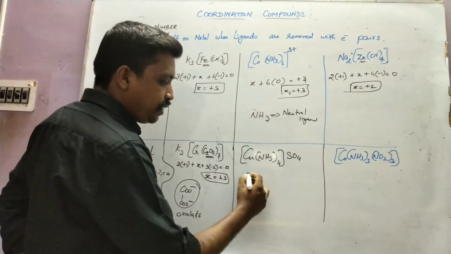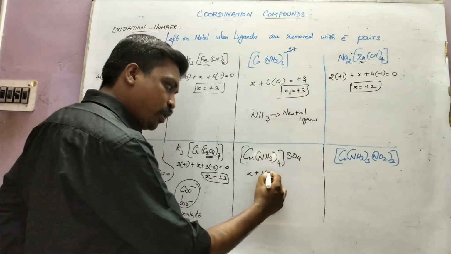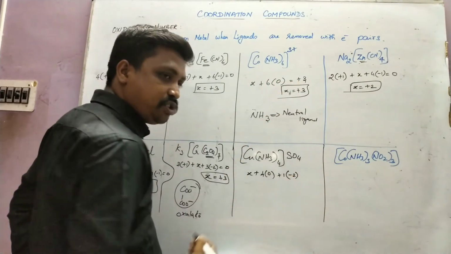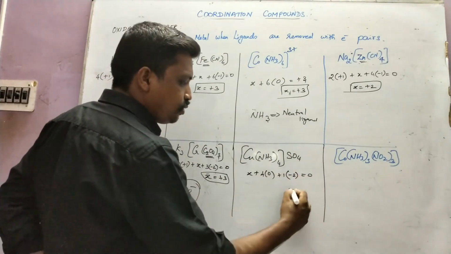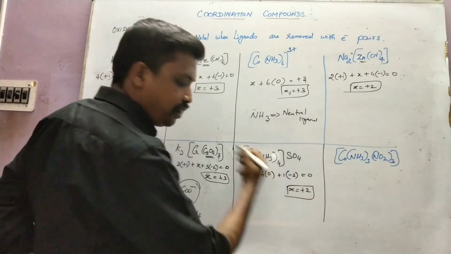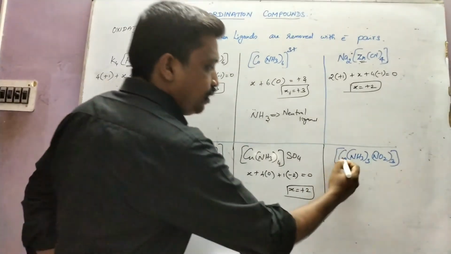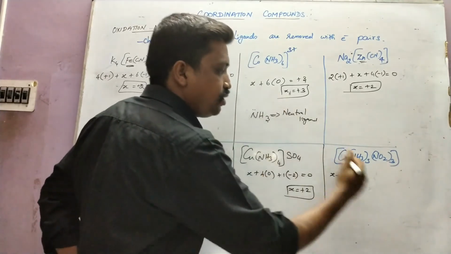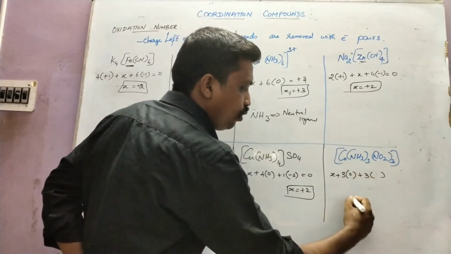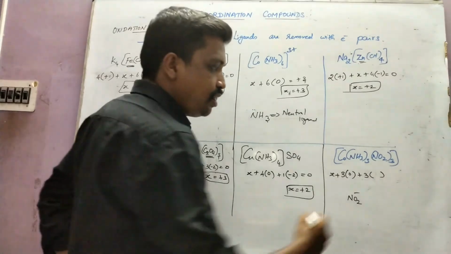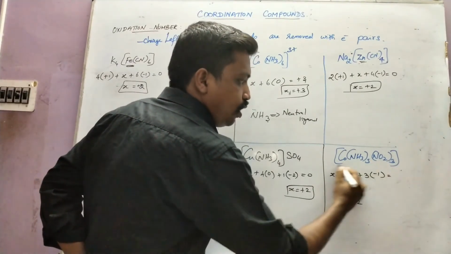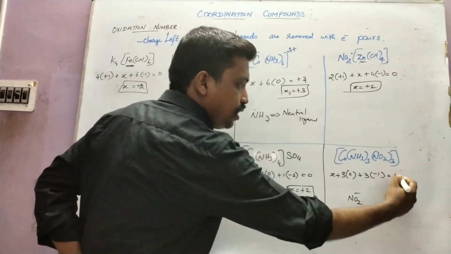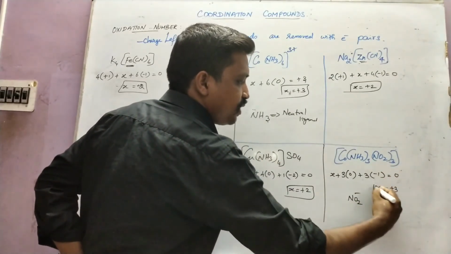Come here. Copper, let it be X, plus 4 into ammonia, value is 0 as already mentioned, plus what is the value of sulfate? Its charge is -2. We are very clear with that. So the charge of copper is +2 here in this complex. Come here. Let the charge of cobalt be X plus 3 times of ammonia, charge is 0 as already mentioned, plus 3 into, what is the charge of nitro group? It is NO2, -1 charge. So 3 into -1, it is equal to 0, since it is a neutral complex. If it is not mentioned, the charge is 0. So the value of X is +3 here.